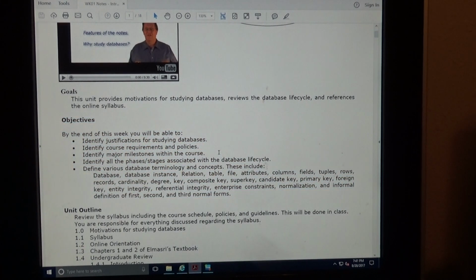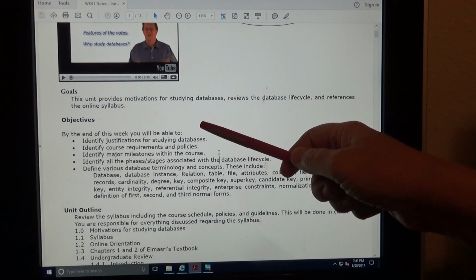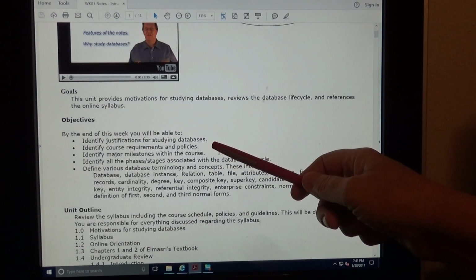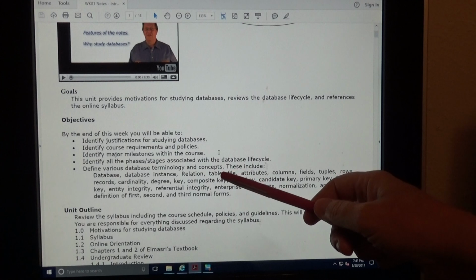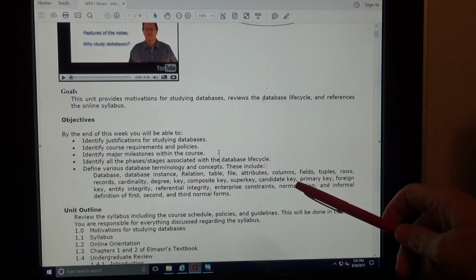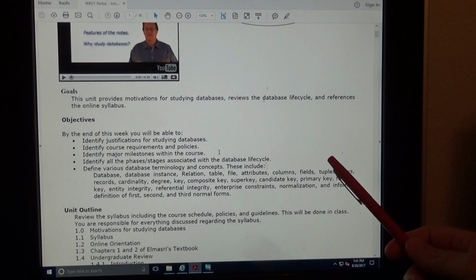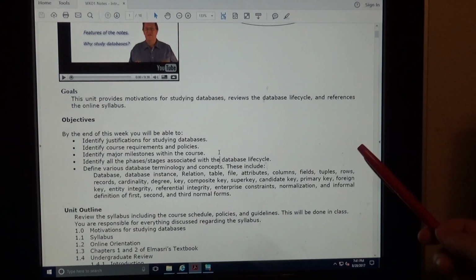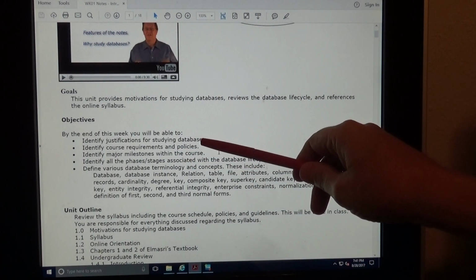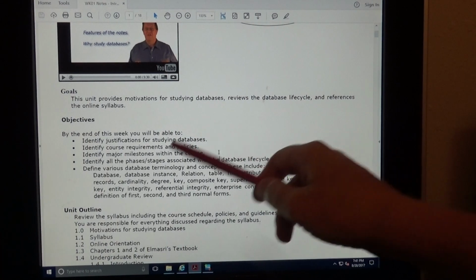Now, as you go through the notes, I put in the notes objectives, and the purpose of the objectives is the following. For example, one is identify justification for studying database, identify course requirements, major milestones, phases, stages within the database lifecycle, and a lot of these keywords. So after going through the Unit 1 notes, or any notes for that matter, what you want to do is go back to the objectives and say, can you identify justifications for studying databases? That is, answer those questions here.